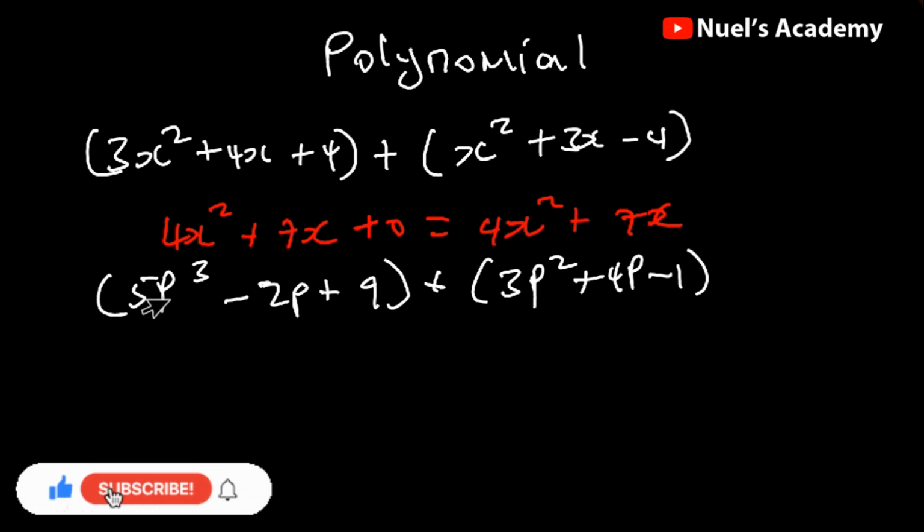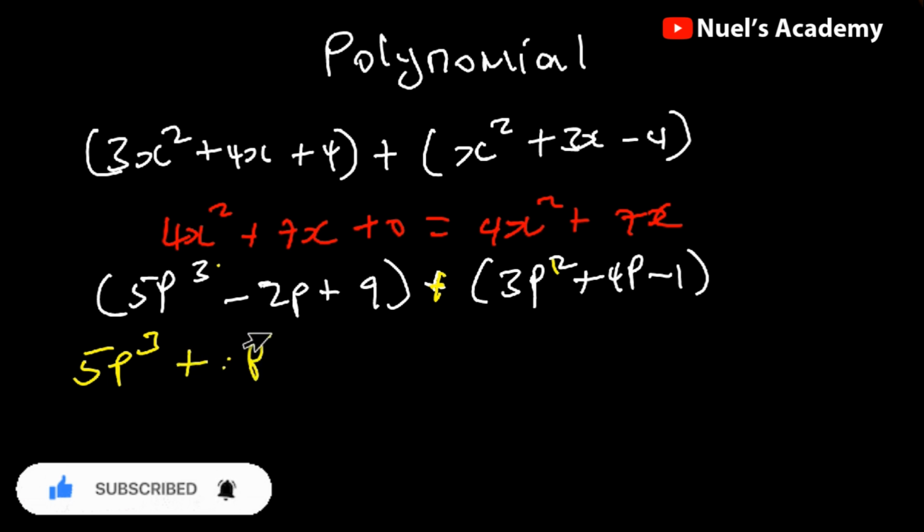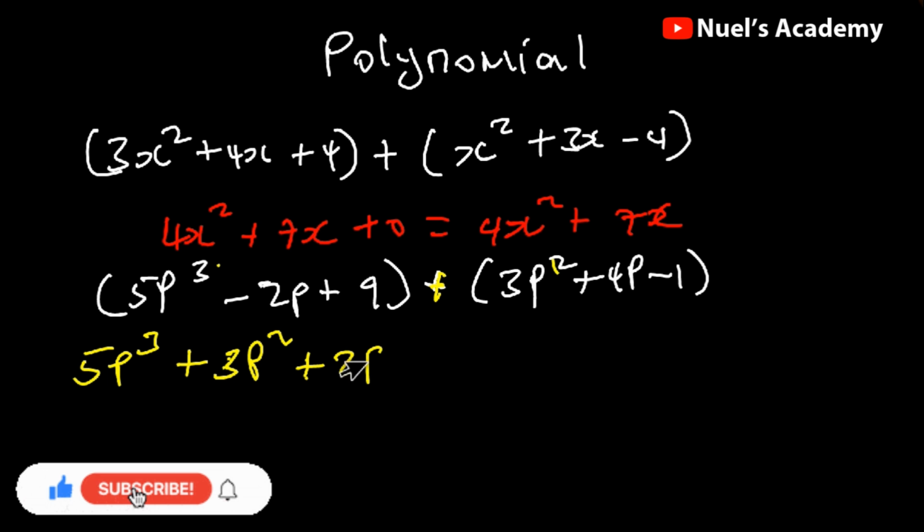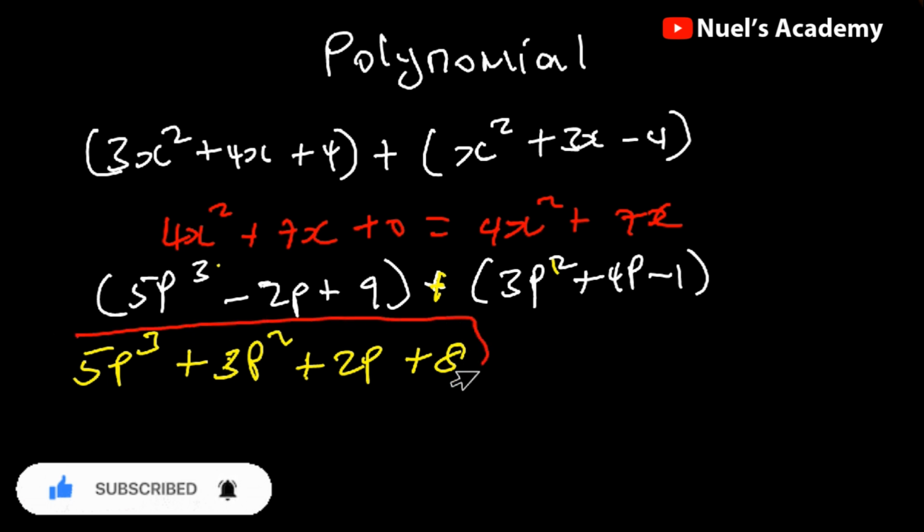So we have 5p raised to the power 3. As you can see, there's no term here with an exponent of 3, so we just write this one here, 5p raised to the power 3. Then we don't have any other term with an exponent of 2, so we also write this one as plus 3p squared. Now we have minus 2p plus 4p, which is equal to plus 2p. Now we have 9 minus 1, which is equal to plus 8. So this is the answer to this question.